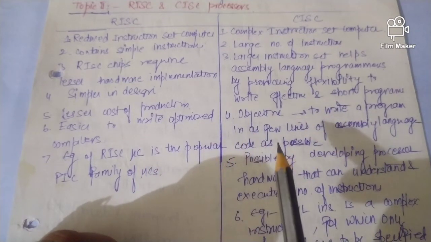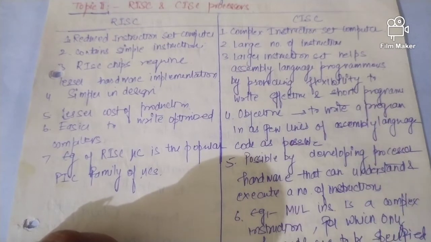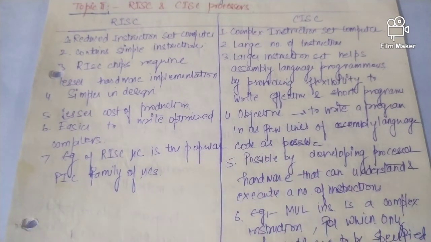On the other hand, in CISC processors, the objective is to write a program in as few lines of assembly language code as possible. Here the motto is to make the code compact, so that you can write the program in a small number of lines. It is possible by developing processor hardware that can understand and execute a number of instructions simultaneously.